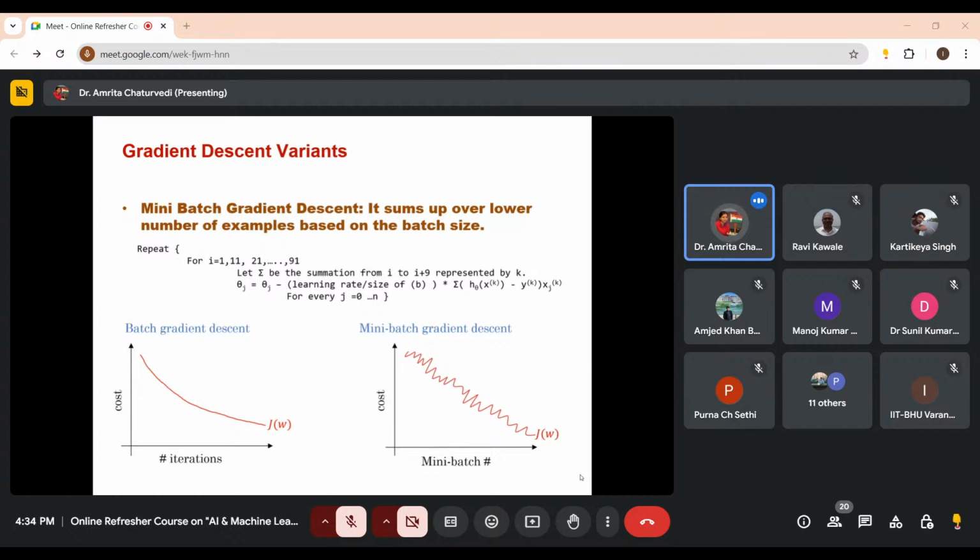So suppose you can make batches of any number. Here in this example, we have made batches of 10. So for i equal to 1, 11, 21, because 1 to 10 has been summed up in the first iteration.